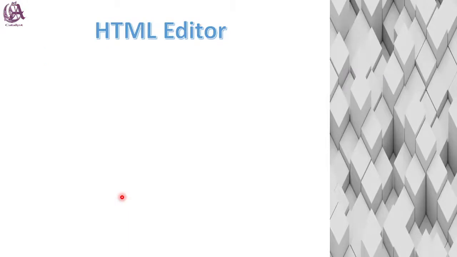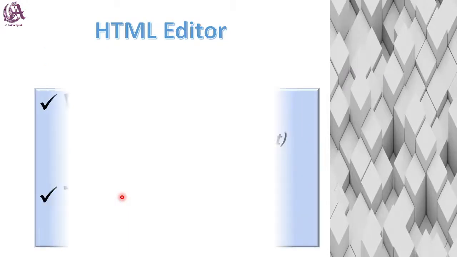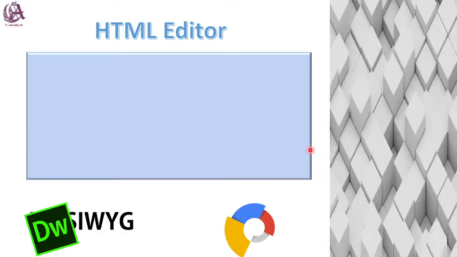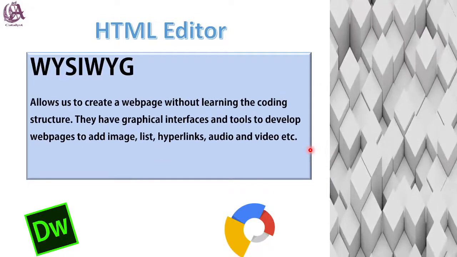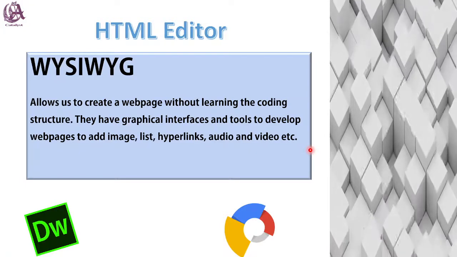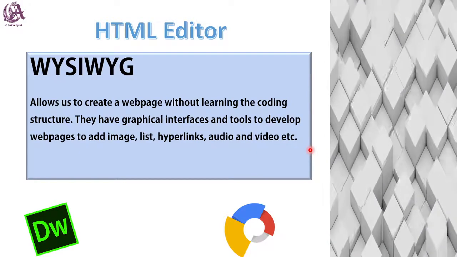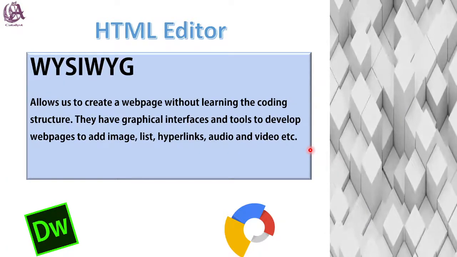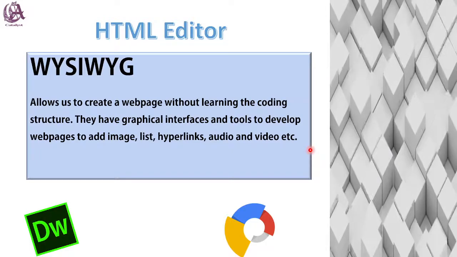HTML editors. Now to write down the program, we have HTML editors. They are WYSIWYG and text editor. So WYSIWYG, the full form is what you see is what you get. So let us do one by one. Now WYSIWYG editor allows us to create a web page without learning the coding structure. They have graphical interface and tools to develop web page, to add image, list, hyperlink, audio and video, etc.